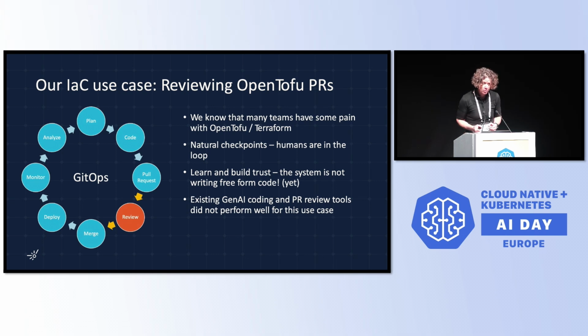There's a natural checkpoint here in a pull request review. So humans are always in the loop. They get to decide what code is merged. We're not going to merge code on their behalf, but we're going to provide recommendations to them. So we're going to be able to learn and build trust by observing what it is that the users actually do. We'll be able to see what actually happened at the end: what code actually got merged, what recommendations were taken. And we're hopeful that at some point we might even start being able to write code.